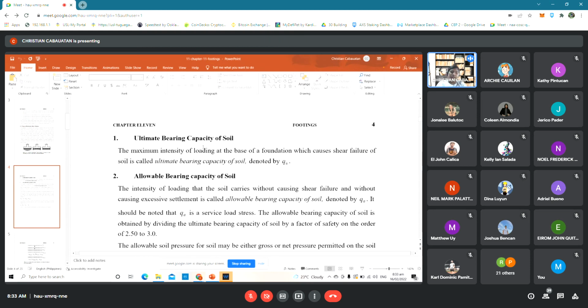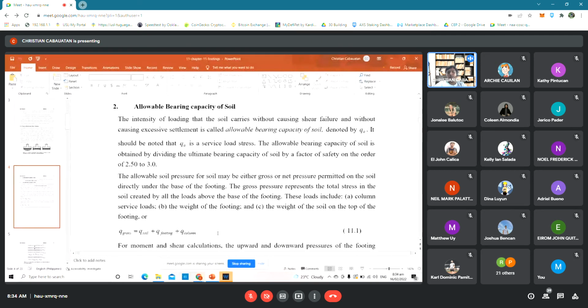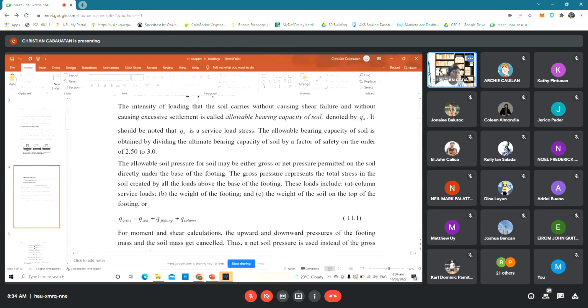The allowable soil pressure for soil may be either gross or net pressure permitted on the soil directly under the base of your footing. The gross pressure represents the total stress in the soil created by the load above the base of your footing. These loads include the column service loads, the weight of your footing, and also the weight of the soil on top of your footing. So Q gross is equal to the bearing capacity of the soil plus that of the footing plus that of the column.